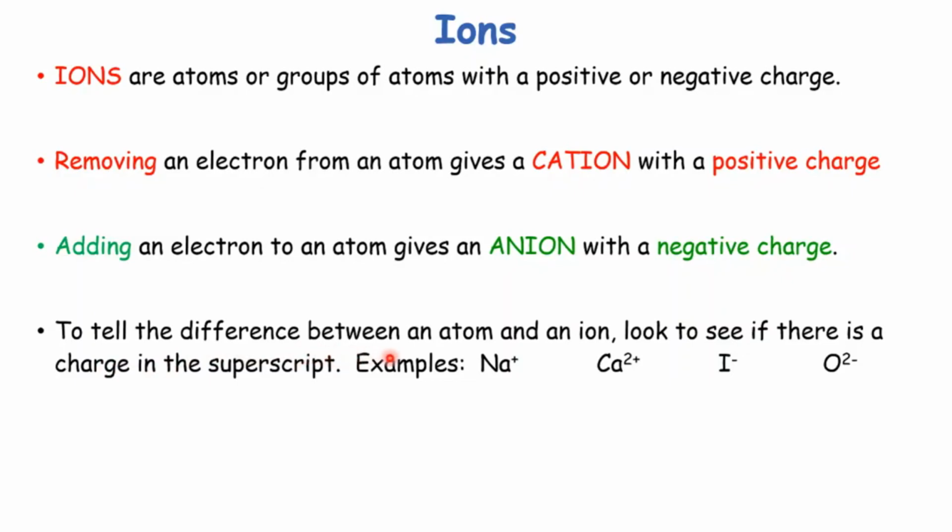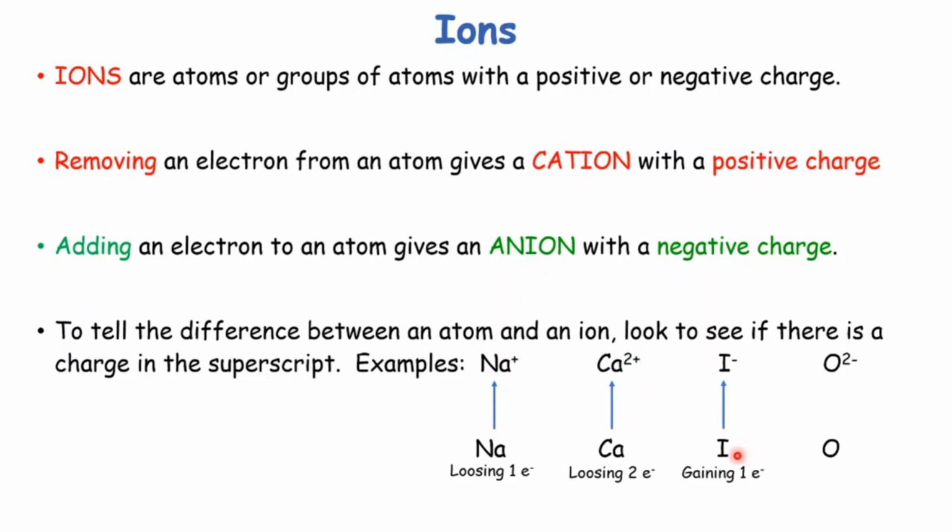How do you tell the difference between atoms and ions? Just look at whether there is a charge in superscript. For example, Na is the chemical symbol for sodium, and now it has a positive charge, which means this is the sodium ion. It lost 1 electron, and so are the other ions. Here are the corresponding atoms. Sodium losing 1 electron becomes the sodium ion. Calcium losing 2 electrons, that's 2 plus. Lose 1 electron, it gains 1 positive charge. Losing 2, that's 2 positive.